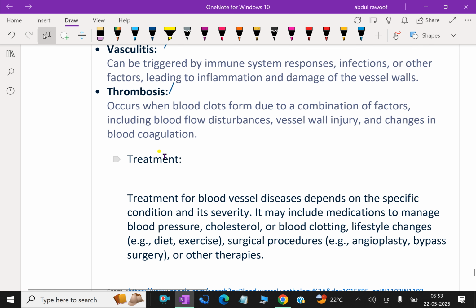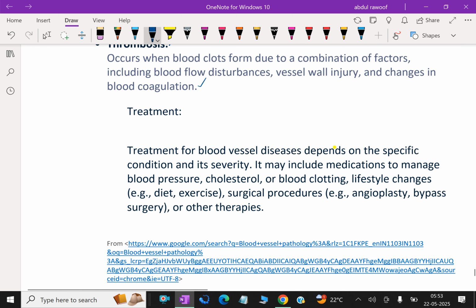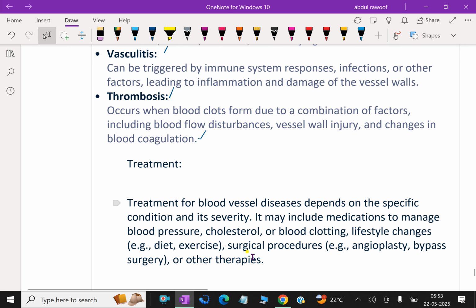Thrombosis occurs when blood clots form due to a combination of factors including blood flow disturbances, vessel wall injury, and changes in blood coagulation. What is the treatment for that? The treatment for blood vessel diseases depends on the specific condition and its severity. It may include medications to manage blood pressure, cholesterol, or blood clotting, lifestyle changes, for example diet and exercise, surgical procedures, for example angioplasty, bypass surgery, or other therapies.